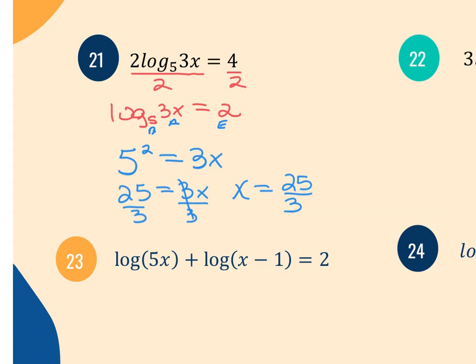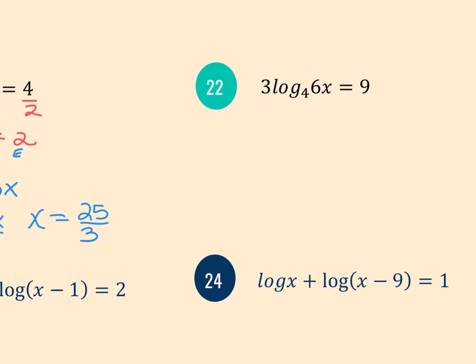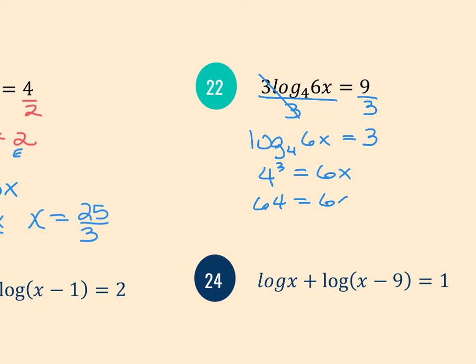We're going to do exactly the same thing on number 22. I want to get rid of that 3 that's in front. So I'm going to divide both sides by 3. Log base 4 of 6x equals 3. I'm going to go ahead and turn it into exponential form. So 4 to the third power equals 6x. 4 to the third power is 64. Divide by 6. And x equals 64 over 6. I need to reduce to 32 over 3. And again, if I plug it in, it's positive. It's not going to make anything negative. So if you can reduce, definitely always reduce.